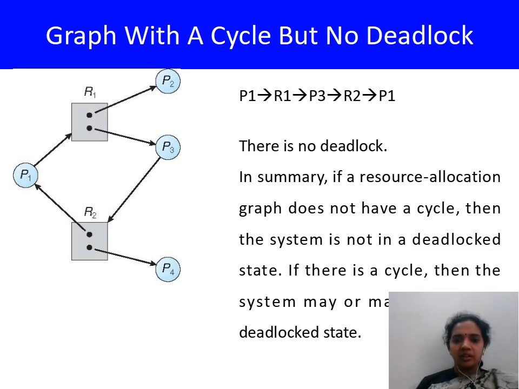Here is a graph with a cycle but no deadlock. If a resource allocation graph does not have a cycle, then the system is not in a deadlocked state. If there is a cycle, then the system may or may not be deadlocked.